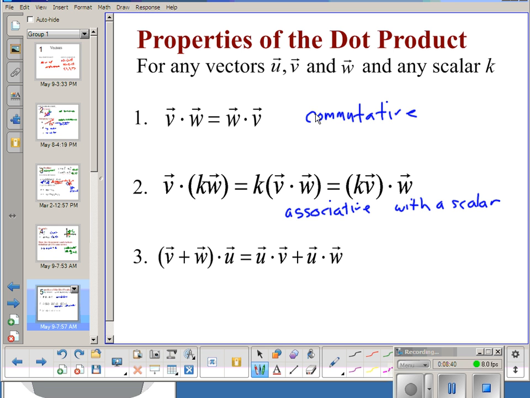And then finally, v plus w dot u is the same as u dot v plus u dot w, and that's an example of what we call the distributive property. And in algebra, it's usually multiplication over addition. Here we have dotting, which is a form of multiplication over addition.